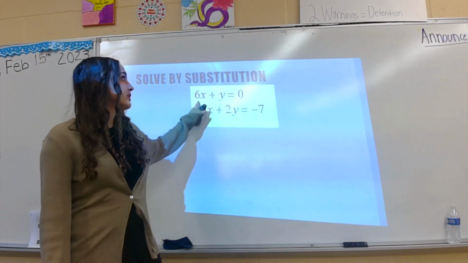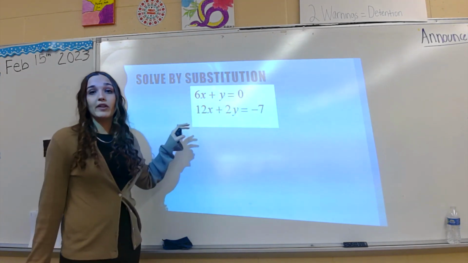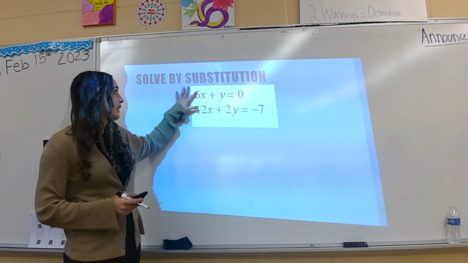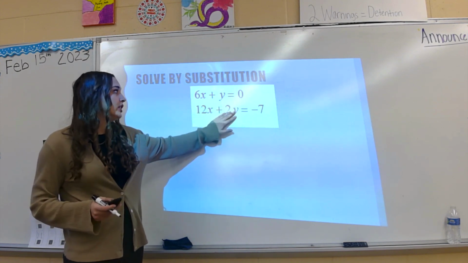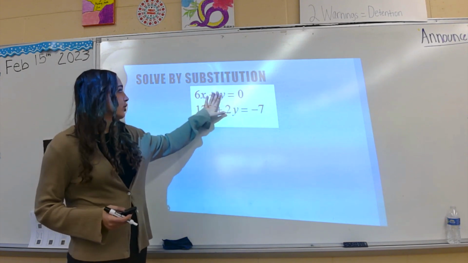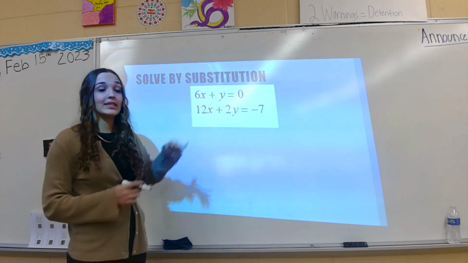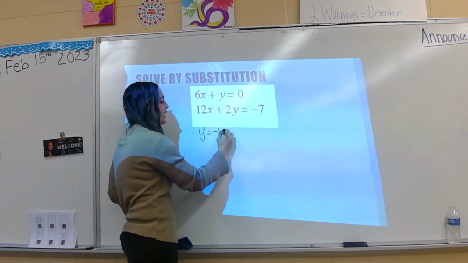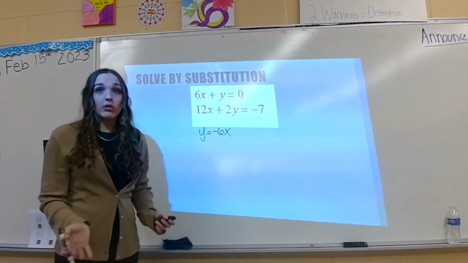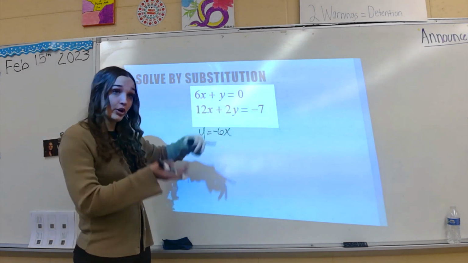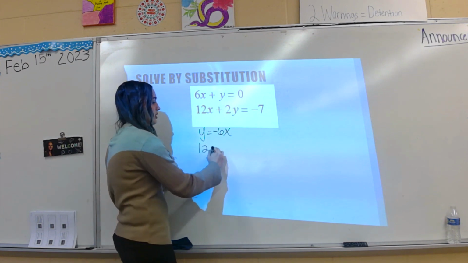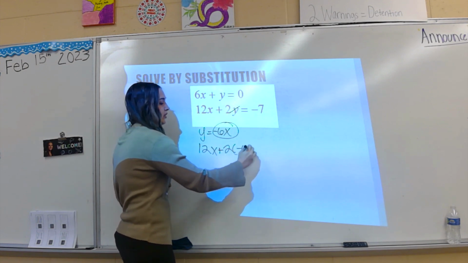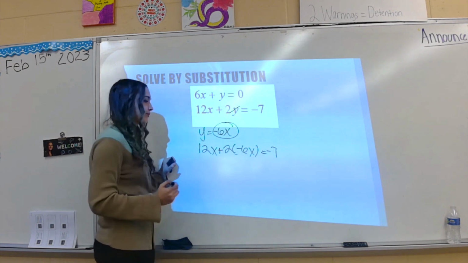So now we have this problem. We have 6x plus y equals 0 and 12x plus 2y equals negative 7. I see here that I have a coefficient greater than 1, where here it has a coefficient of 1. So let me get this by itself. So I'm going to subtract 6x from both sides, and I'll get y equals negative 6x. Now I'm going to plug that into the other equation, and I get 12x plus 2 times my new y, which is negative 6x, equals negative 7.